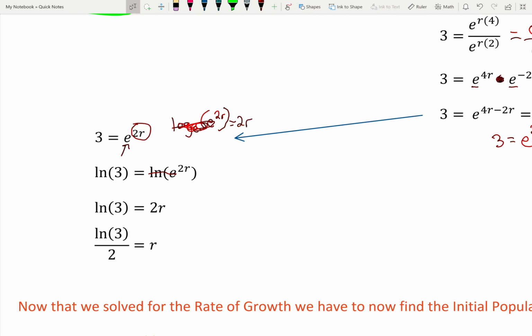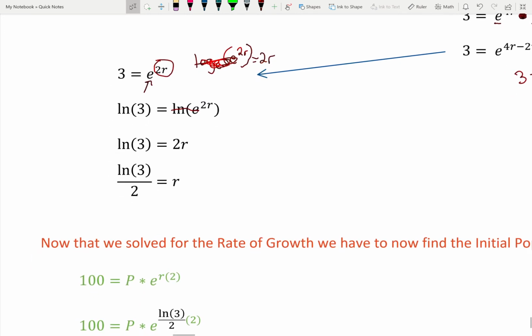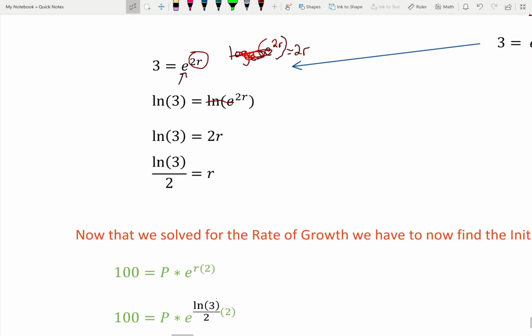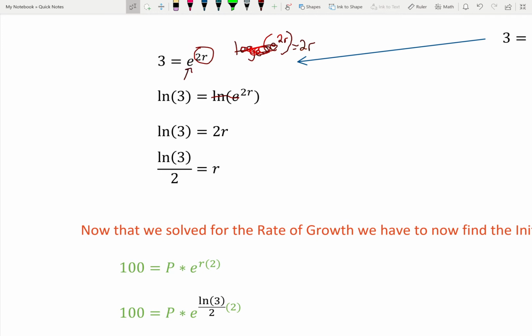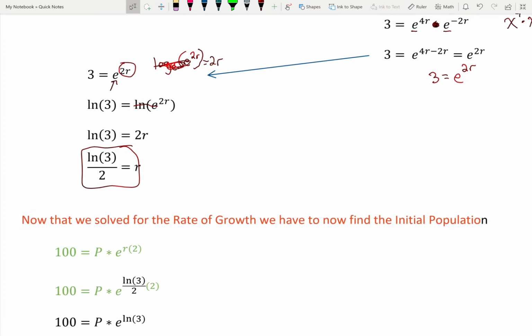Okay, so now that we found out what r was, let's find out what p is. So let's use either of the formulas. I'm going to use the first one, 100 equals p times e to the r times 2. But now I know what r is, right? I'm going to plug in our newfound r. Alrighty, so if I simplify, these twos cancel out because I have 2 divided by 2, which is just 1. So I have 100 equals p times e to the ln of 3.